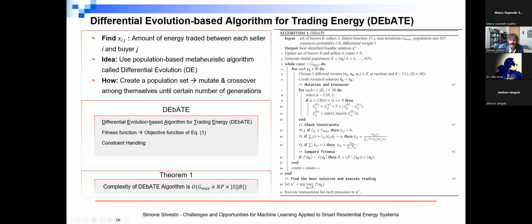What this algorithm does, again, is try to match supply and demand of energy by maximizing the perceived value function. I don't know how familiar the audience is with evolutionary algorithms, but basically you create a bunch of initial solutions, and then through two operations, mutation and crossover, you generate new solutions. Then you check if they meet the constraints of your problem, and if not, you can either discard them or fix them. Then you compare the fitness, so basically the value of the objective function that you want to maximize, and you keep track of the best solution that you have found so far. You keep doing this a number of times until you decide to stop. So this is the algorithm that we use to match supply and demand and maximize the value function. Of course, this algorithm is polynomial since it's basically a bunch of nested loops.